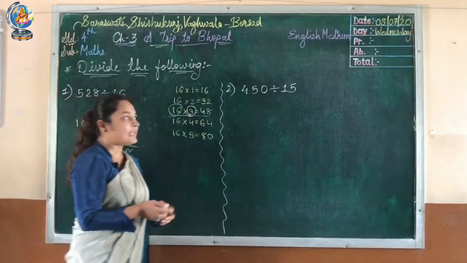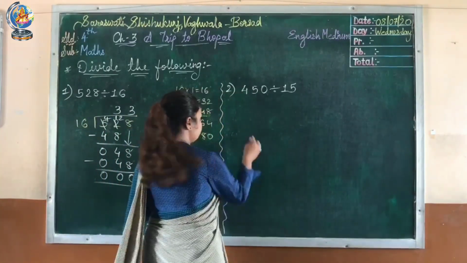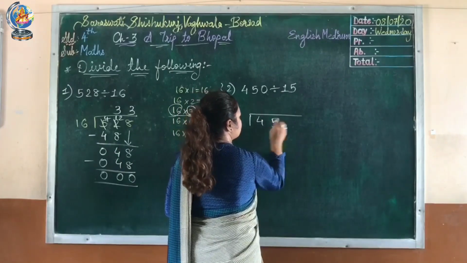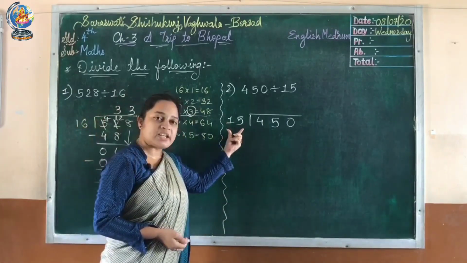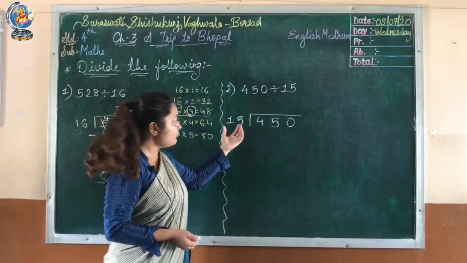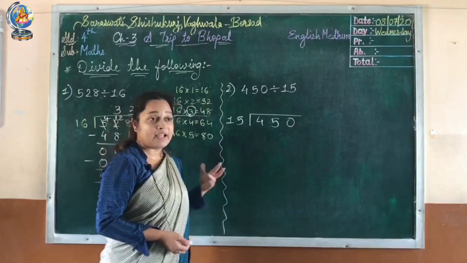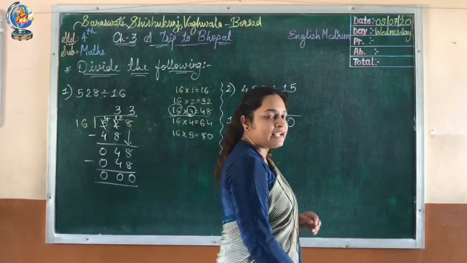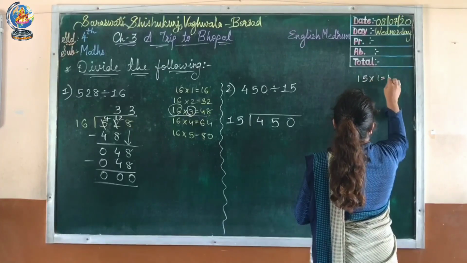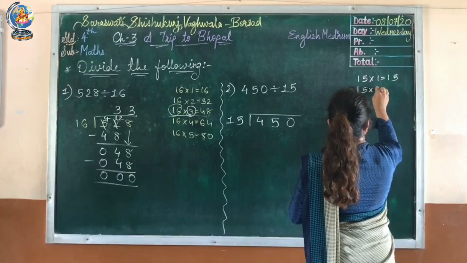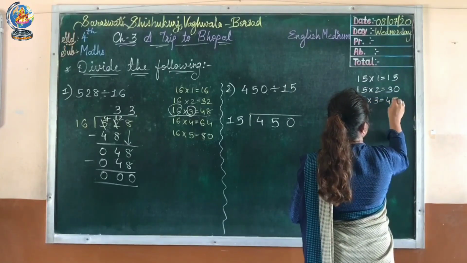Let's do the second sum. 450 divided by 15. It means here we need to use the table of 15. If we compare 45 with 15, it shows that 45 is able to be divided by 15. So let's check whether 45 is there in the table of 15 or not. 15 ones are 15, 15 twos are 30, 15 threes are 45.